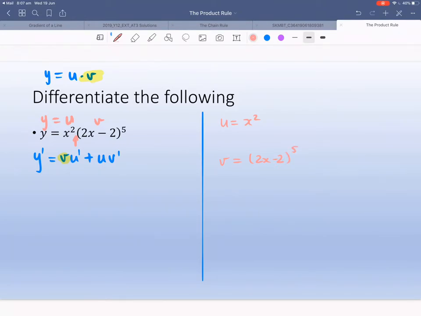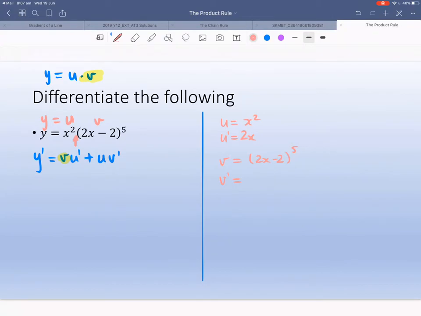Now what we're going to do is, see how here we've got u dash and v dash? Well, I need to find those. The dash just means that we're going to differentiate it. So u dash should be pretty straightforward. The derivative of x squared is simply 2x. Now what's the derivative v dash? It might take a couple of lines of working out.